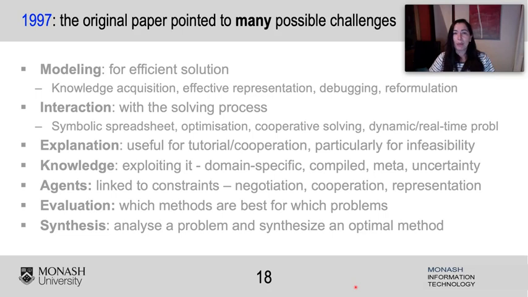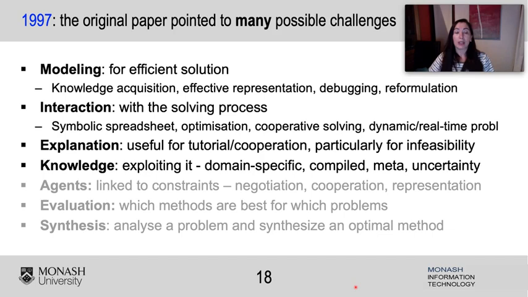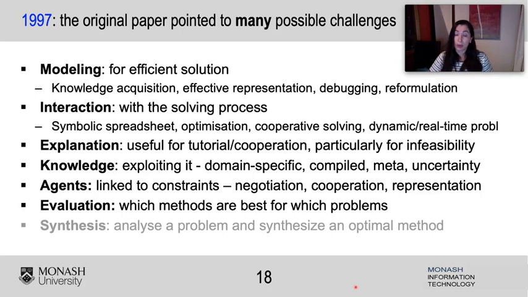He talked about modeling, he talked about interaction with the solving process, he talked about explanation, he talked about knowledge, so exploiting it, and analysis in some sense, compilation, meta-uncertainty. He talked about agents, negotiation, cooperation. He talked, of course, about evaluation, and that's something that we have kind of forgotten a bit: which methods are best for which problems, not based on statistics, I'm not talking about machine learning, but about understanding what in a model makes it more suitable for this solving algorithm or not. And the synthesis, analysis episode, that's the creation of a model from solutions and problems. Okay, that's in 1997.